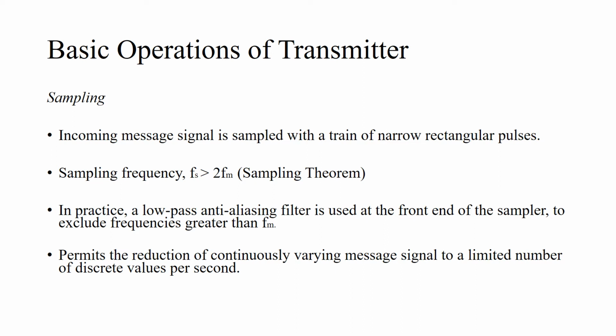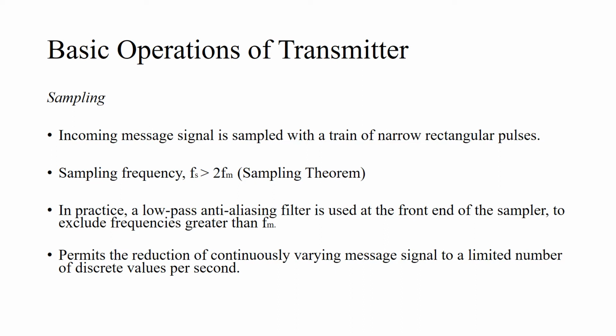In sampling, the incoming message signal is sampled with a train of narrow rectangular pulses so that we can closely approximate the instantaneous sampling process. And according to the sampling theorem, we know that the sampling frequency must be greater than twice the maximum frequency of the input message signal. This is also to ensure perfect reconstruction of the message signal at the receiver.